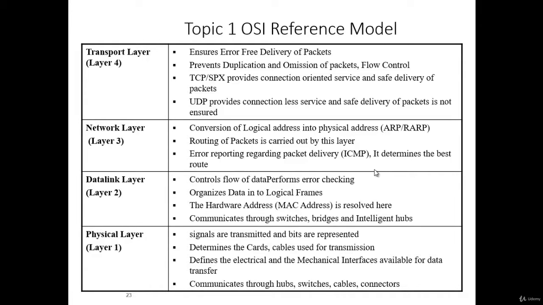Data link layer controls flow of data, performs error checking, and organizes data into logical frames. The hardware address is resolved here. It communicates through switches, bridges and intelligent hubs. Physical layer. Signals are transmitted and bits are represented. Determines the cards and cables used for transmission. Defines the electrical and mechanical interfaces available for data transfer. Communicates through hubs, switches, cables, connectors.